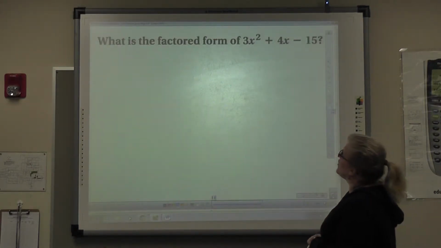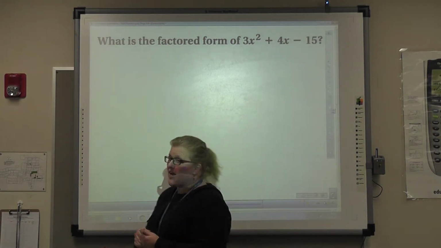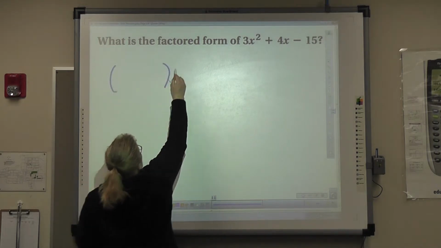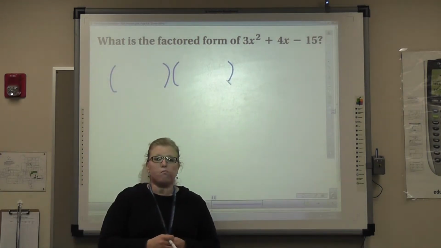Okay, let's do another one though. What is the factored form of 3x squared plus 4x minus 15? Again, I'm going to get my parentheses ready so I know what I'm looking for.